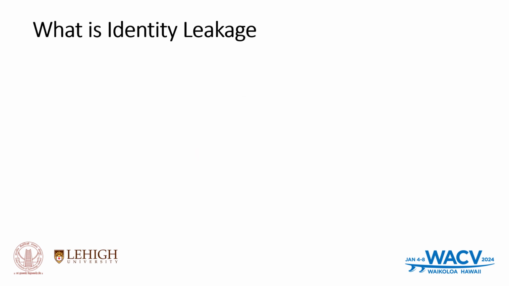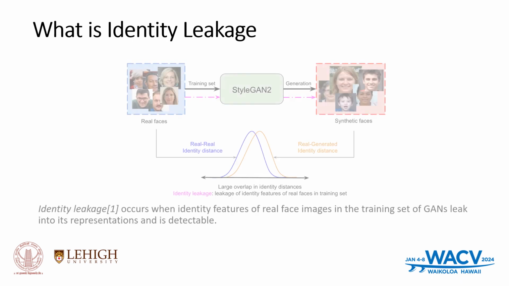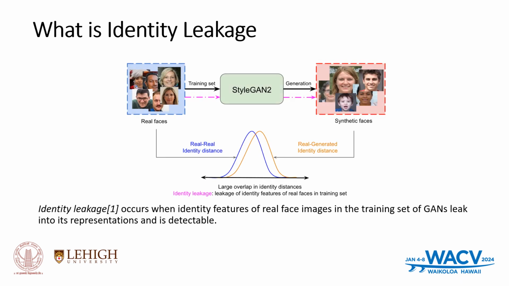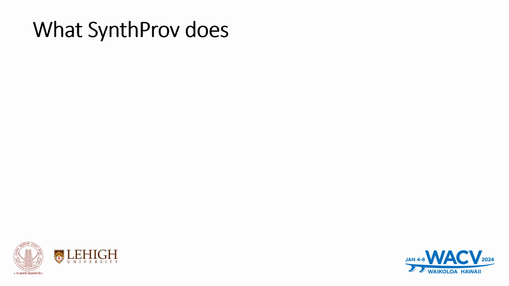2024. Let us begin by understanding identity leakage, the core of our work. Identity leakage occurs when the identity information of real faces is exposed to a GAN via training and is found to be present in its learned representation.